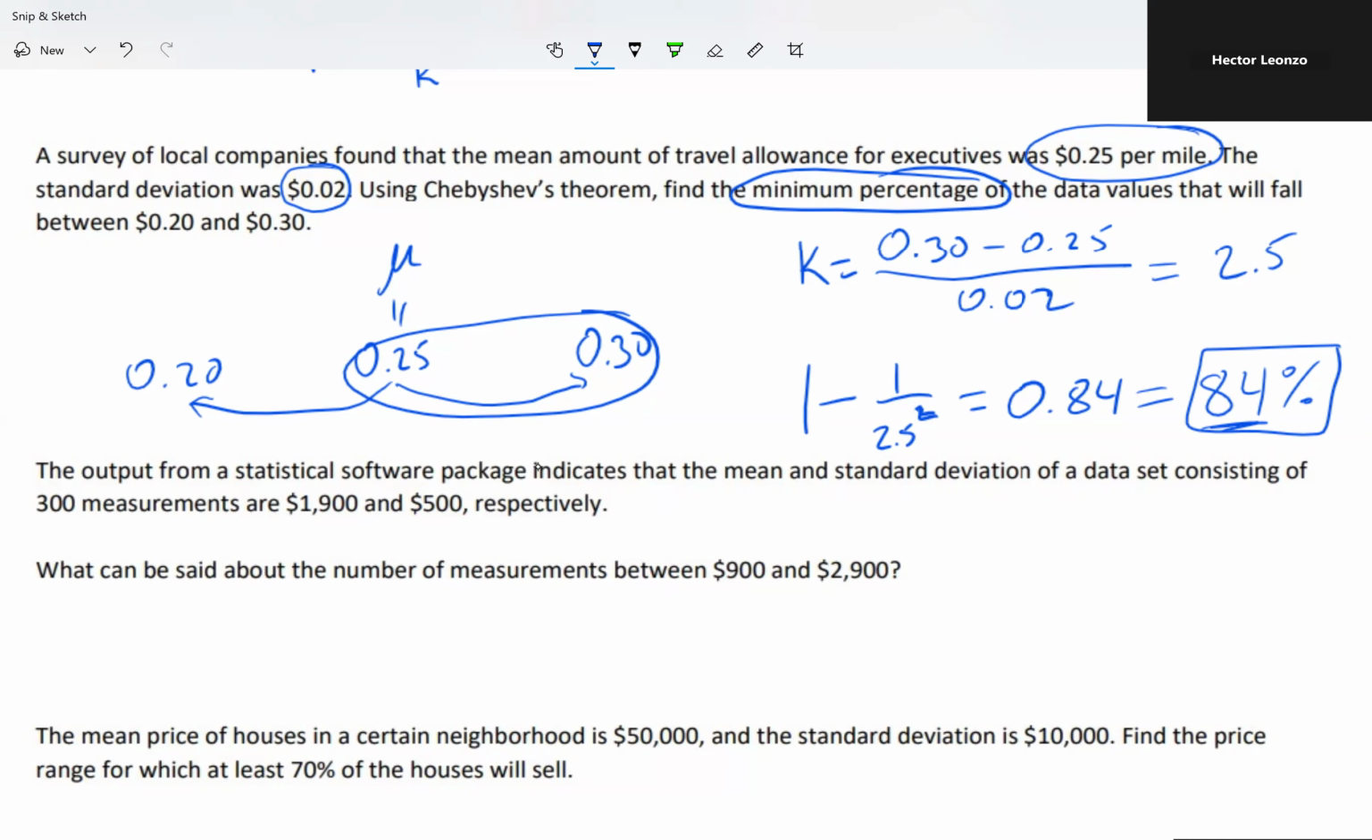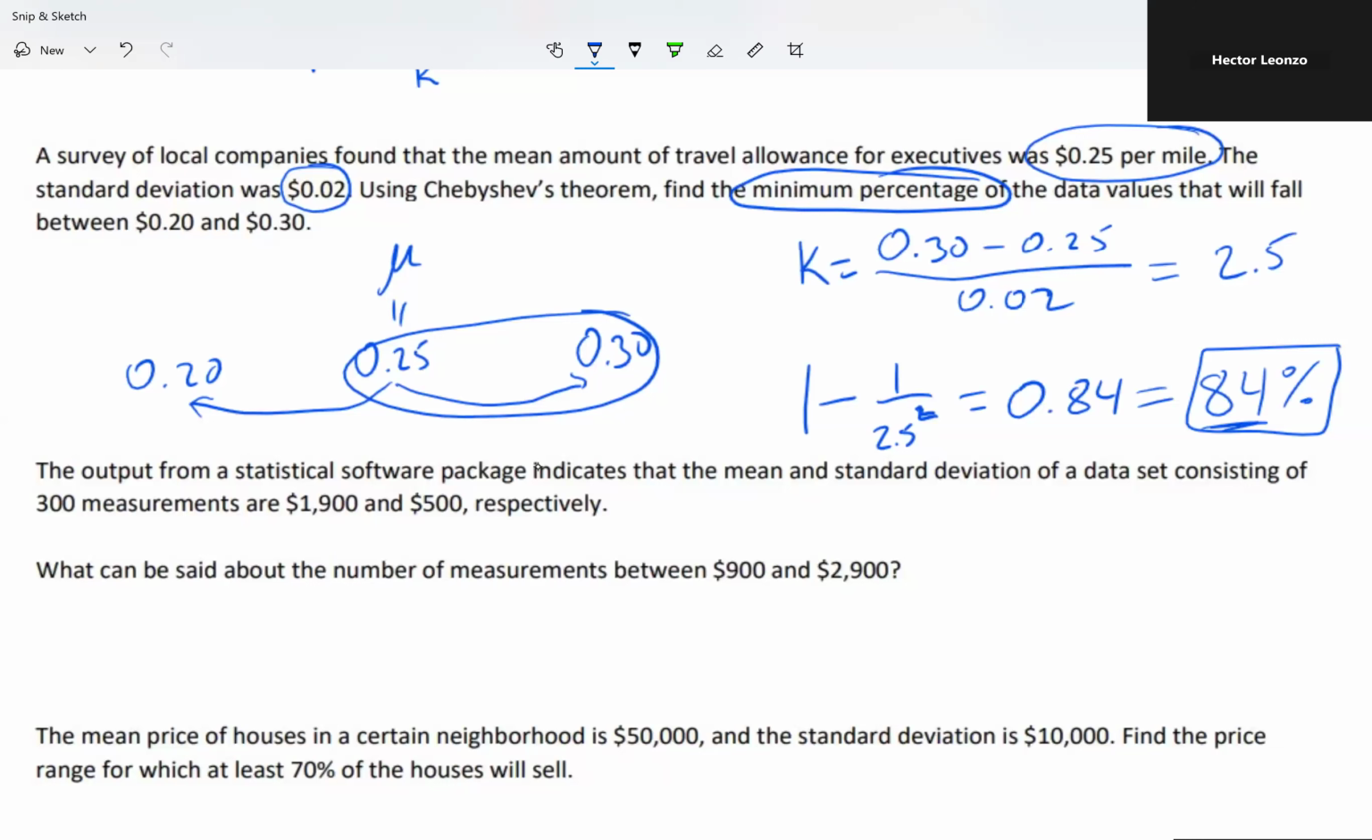Okay, so real quick, I found my mean. I saw that there was a difference. I could go down or I could go up. So the way I find my k is I find the difference divided by standard deviation. That gave me my k.